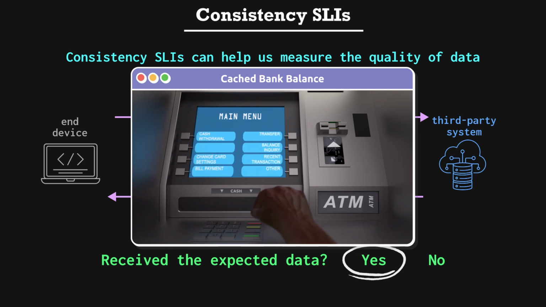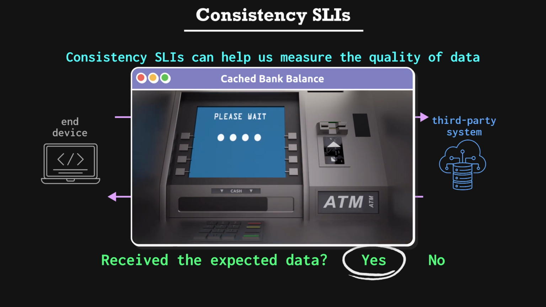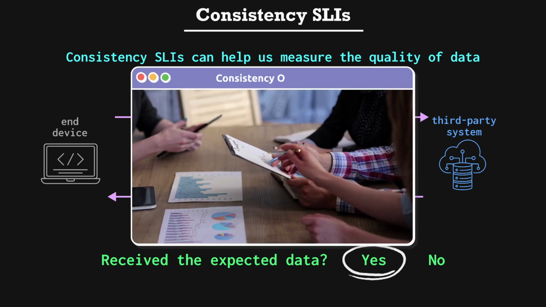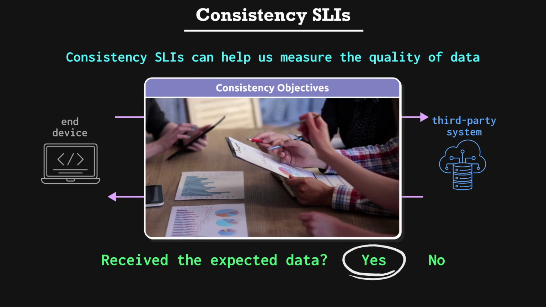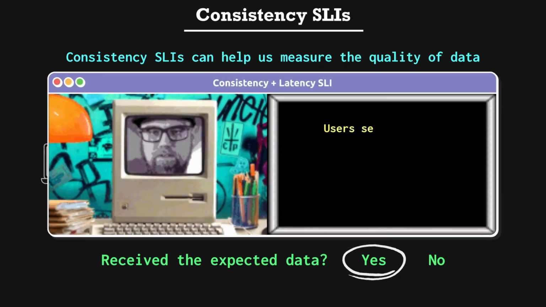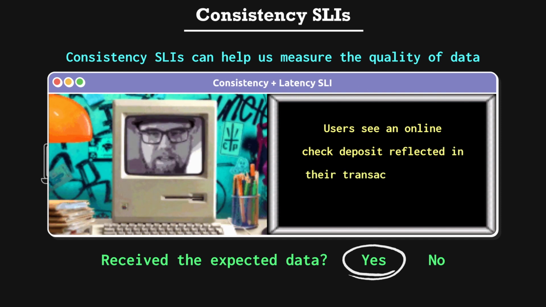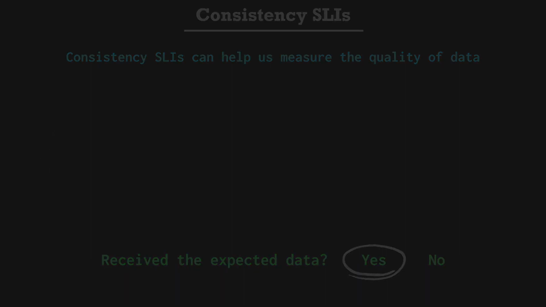How long is too long before the details of a deposit should show up in the user's balance and transaction history? That would be a good example of consistency objectives to discuss and put under measurement. For instance, users see an online check deposit reflected in their transaction history within 2 seconds is kind of a combined consistency SLI with a latency SLI.